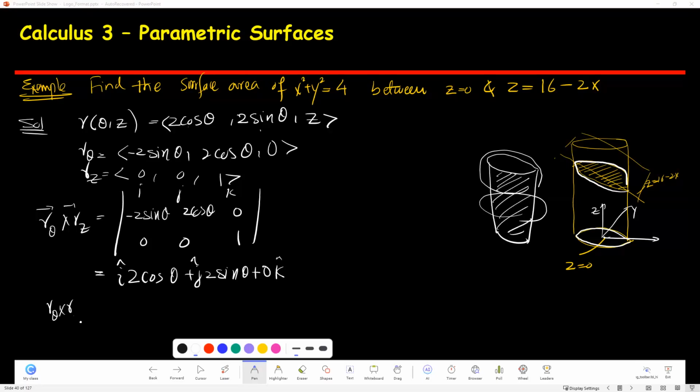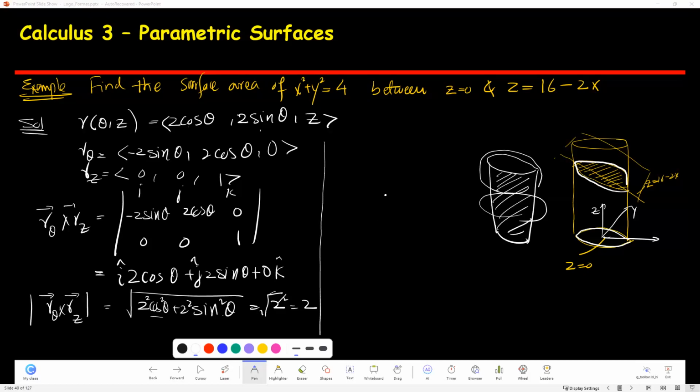For r theta cross rz, I need the magnitude, and the magnitude is the square root of 2 squared cos squared theta plus 2 squared sin squared theta. I'm going to take the 2 squared common, and cos squared theta plus sin squared theta is 1, so only 2 squared is left. The 2 squared cancels out the square root, and the answer will be 2. Okay, now substitute the value.